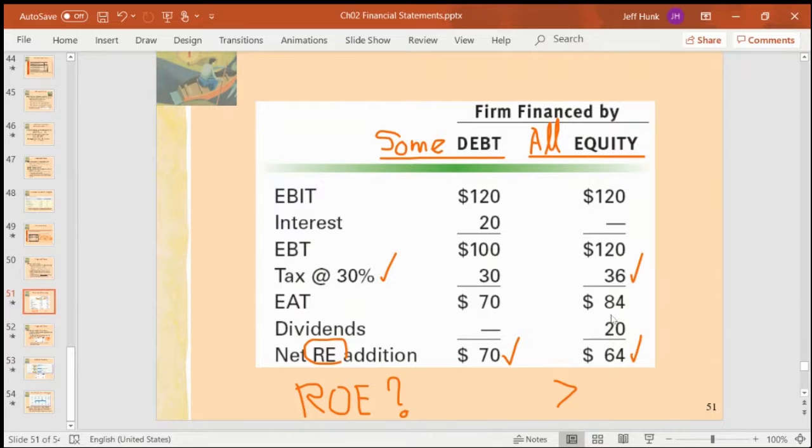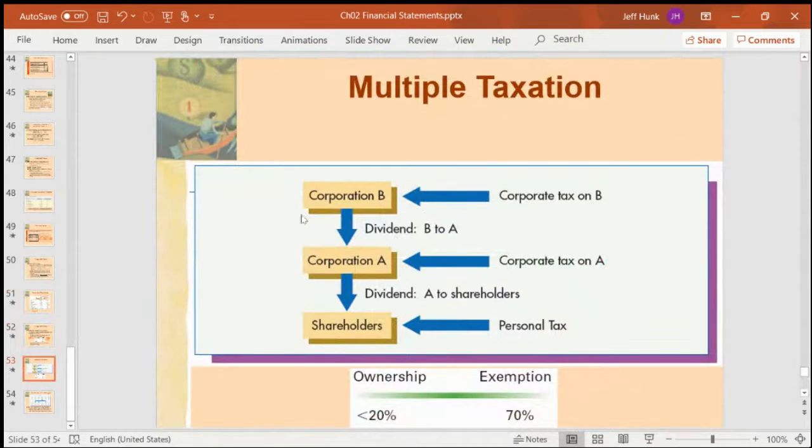So dividend is part of the EAT, which is the after-tax result, right? So this dividend is part of the profit that is already after tax. So that means the dividend that B pays to A is already taxed, right? This is already taxed, already from B.